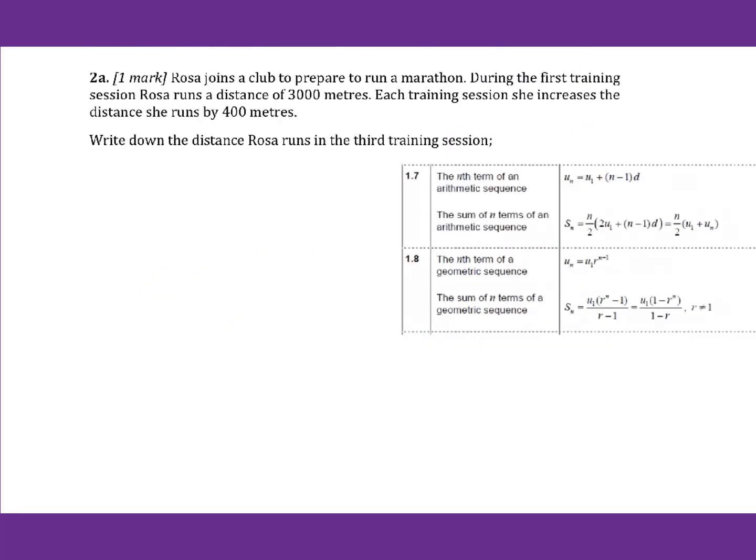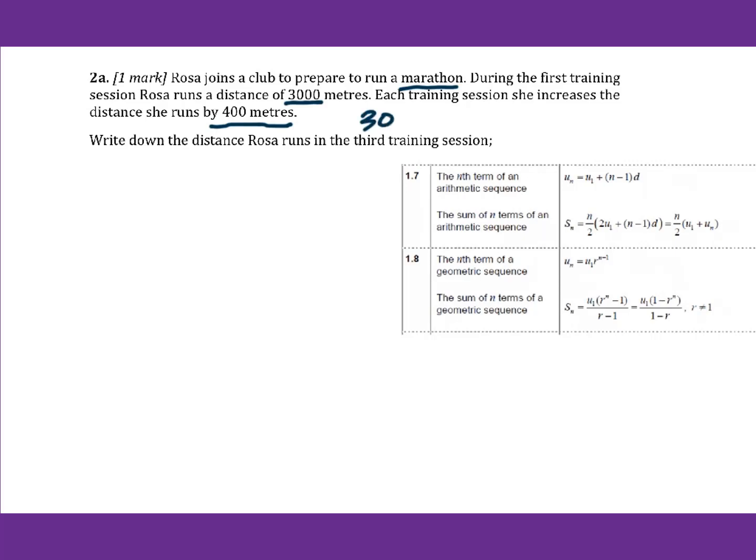Rosa joins a club to prepare to run a marathon. During the first training section, Rosa runs a distance of 3,000 meters. Each training section, she increases the distance she runs by 400 meters. Write down the distance Rosa runs in the third training section.